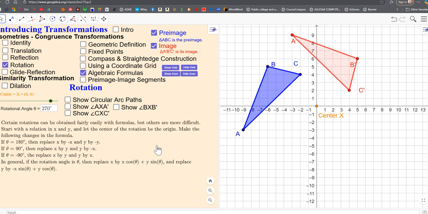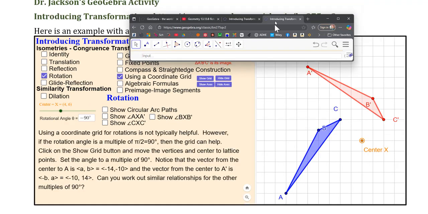Okay. So the origin is the center of the rotation. If you rotate by 180 degrees, replace x by -x and y by -y. If you rotate by 90 degrees, replace x by y and y by -x. If you rotate by -90 degrees, replace x by y and y by +x. And there's a more general rotation if it's a different angle altogether. That's quite a bit more complicated.